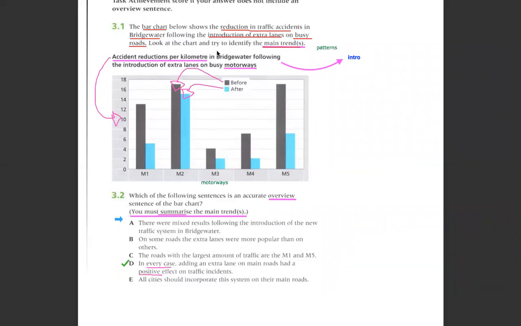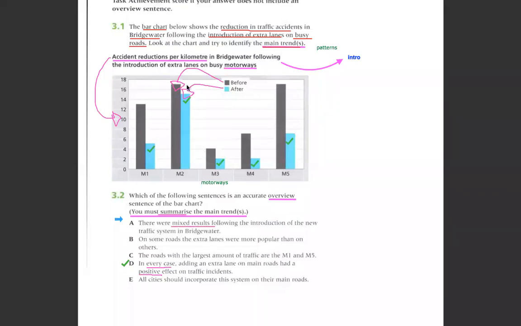So if we have a look at if there's a positive effect, so this is the number of accidents, okay? They added a lane, the number reduced. In this case, they added the lane, the number reduced, it reduced, it reduced, and it reduced. Okay, so obviously a reduction in accidents is a positive effect. So this is true.